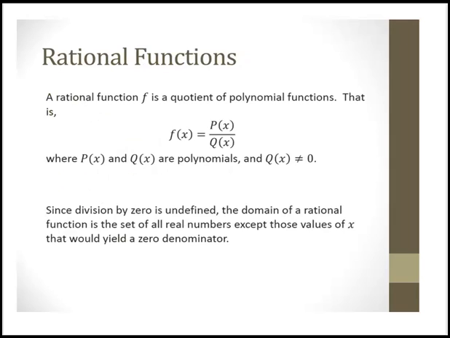A rational function is a quotient of polynomial functions. That is, f of x equals p of x over q of x is a rational function, where p of x and q of x are polynomials and q of x is non-zero. Now, since division by zero is undefined, the domain of a rational function is the set of all real numbers except those values of x that would yield a zero denominator.